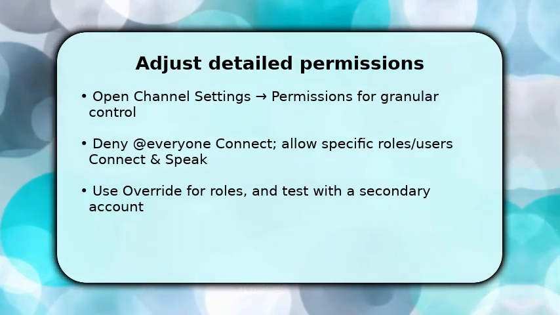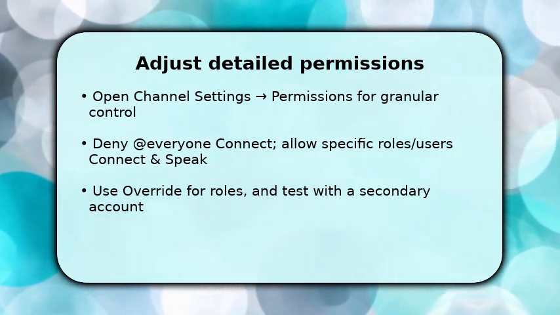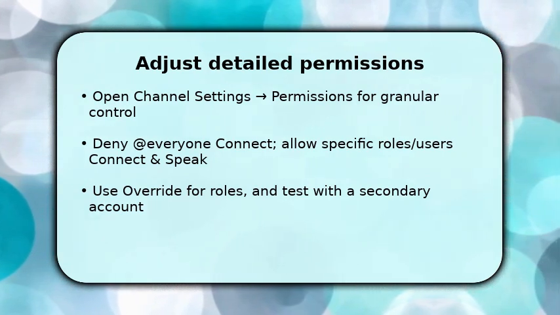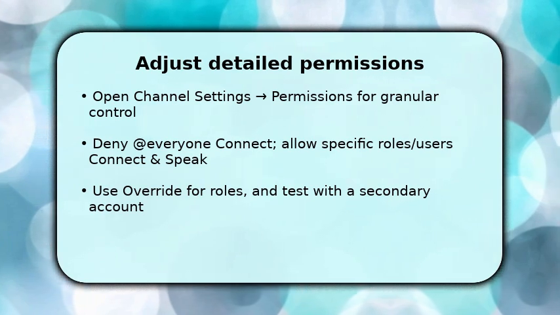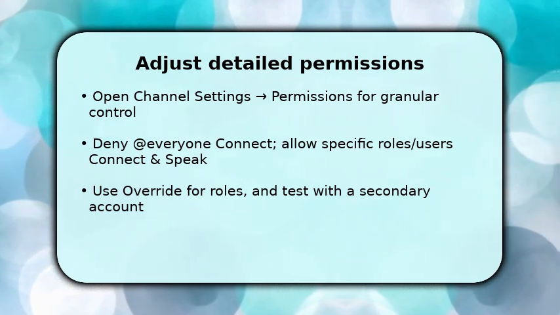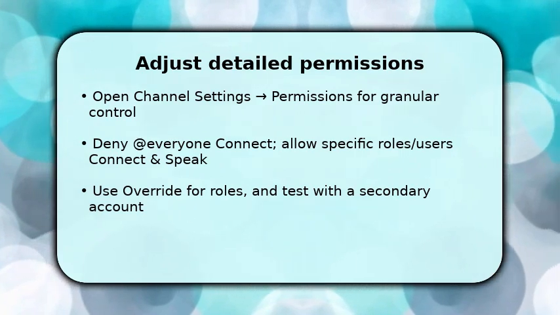If you need temporary access, give a role limited permissions instead of individual invites. Make sure to check stage, video, and priority speaker toggles if needed. Finally, test with a secondary account or a trusted friend to confirm the permissions behave as expected. Now invite people via the channel's invite or assign the private role you created.